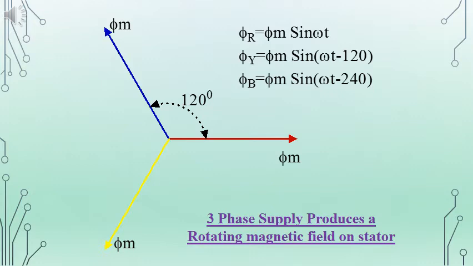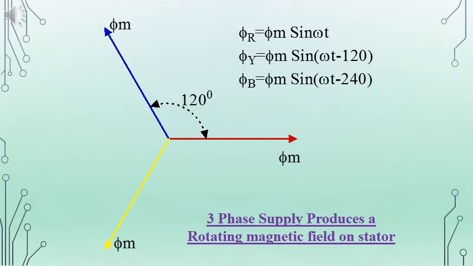And if you consider the whole system, the flux that is produced will be in phase with the current that is flowing through. And in the slide we have the phasor diagram corresponding to the flux produced. Since it is a balanced current that is flowing, we have a balanced flux of phi m that is produced.